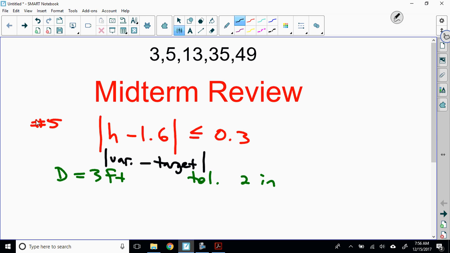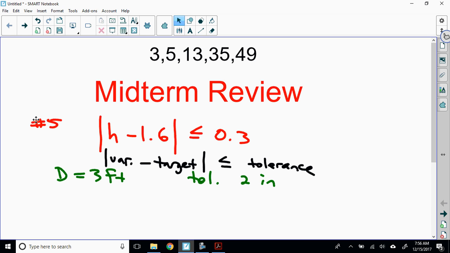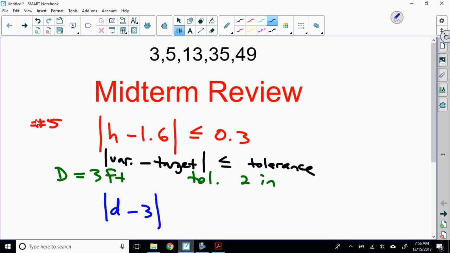And then because we want things to be in between two values, we're always going to be using a less than or equal to. And then the number that goes on the other side of that is the tolerance. So if we had to write an expression for a pipe with a diameter of 3 feet with a tolerance of 2 inches, you might think it's the absolute value of d minus 3, and that's less than or equal to 2. There's a problem with that, though.